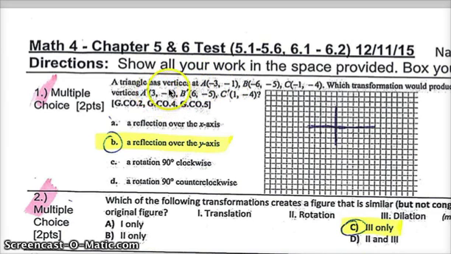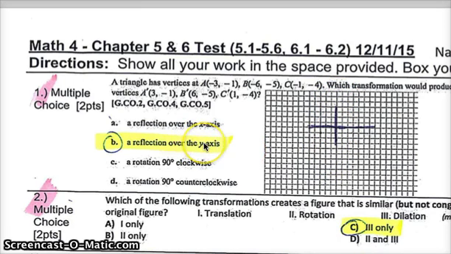So I don't really need to look at all of these, so I'm just going to create a rule. If I graph (-3, -1), left 3, down 1, and then I graph (3, -1), that would be right 3, down 1. If I look between these 2 points, I know that it's folded over on this line here, which is called the what? The y-axis, and that is the answer.